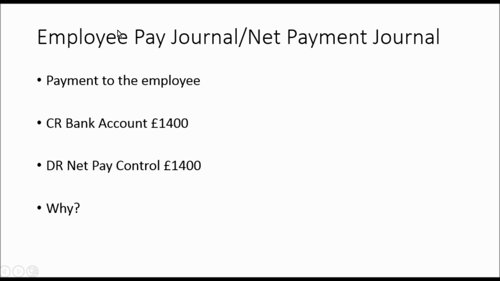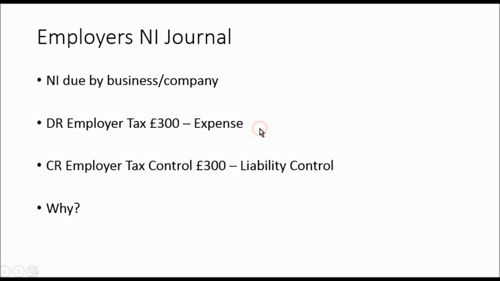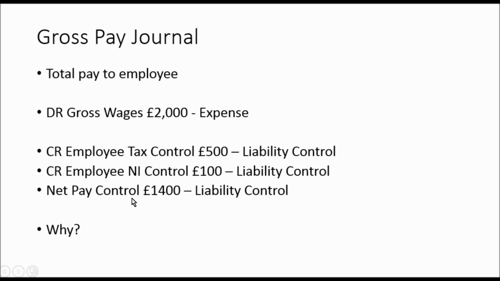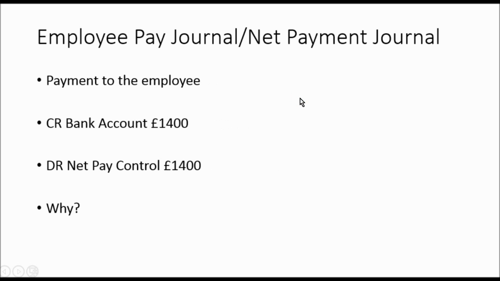So the third set of journals is employee pay journal, or the net payment journal. This is when cash actually starts physically being transferred. And this is to record the payment to the employee. So if we go back to that gross pay journal, the net pay to the employee is £1,400 after the deductions. So the net payment journal is the payment to the employee, £1,400. Look, credit the bank account, £1,400. Why do we credit the bank account £1,400? Because that's the net pay to the employee. That's how much we're transferring to the employee.